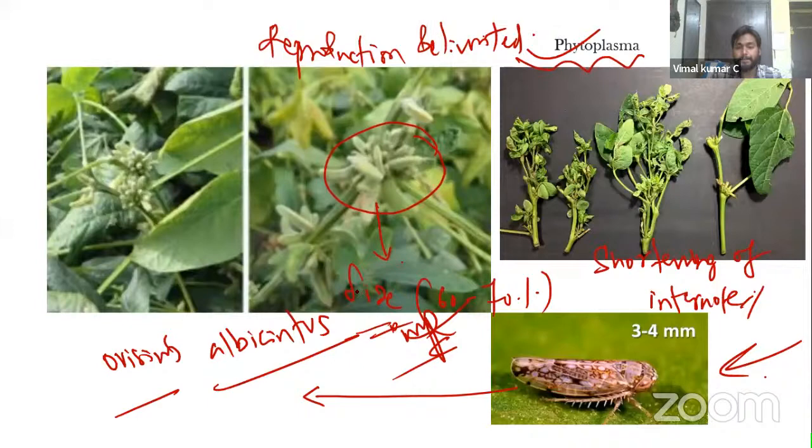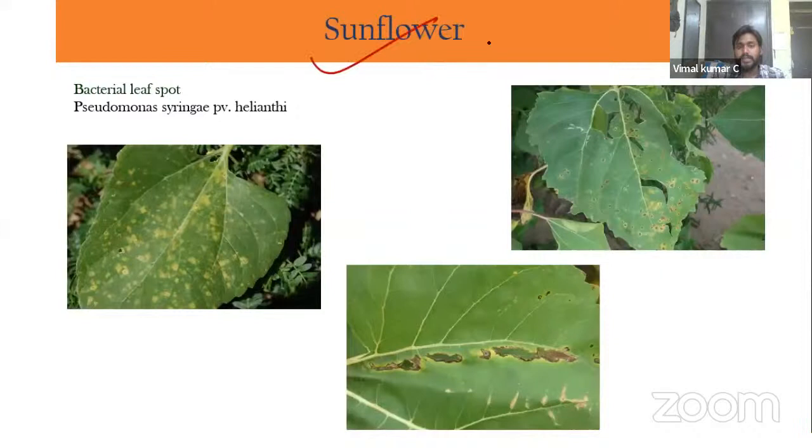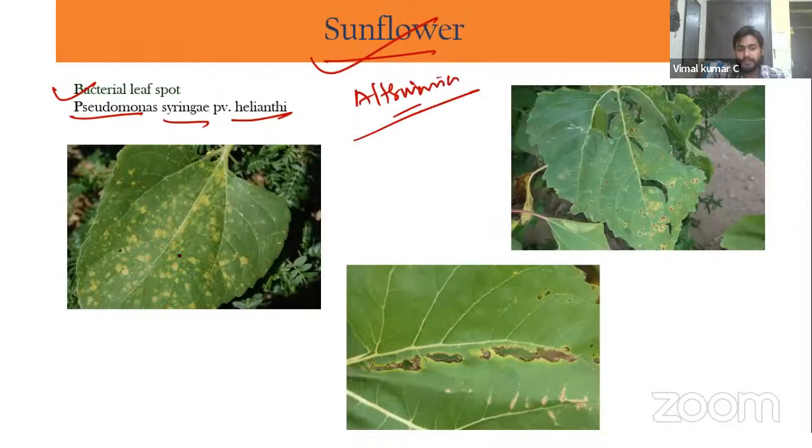Coming to the next crop, that is sunflower. In sunflower, we'll start with bacterial leaf spot. The organism is Pseudomonas syringae pathovar helianthi. If you enter the field, you might have seen that Alternaria will be very prominent on the leaves, and beside it you can see the infestation of the bacteria, the Pseudomonas, also.